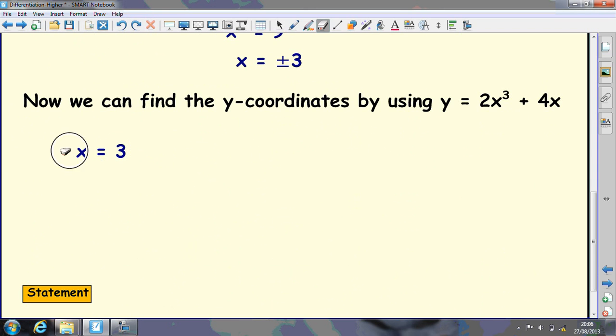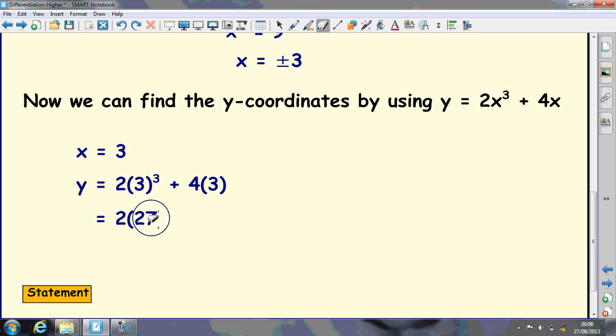So in the first case, we're going to substitute x equals 3. So y equals 2 times 3 cubed plus 4 times 3. Make sure you do the cube first and then times by 2. So that becomes 2 times 27 plus 12, which is 66. So that's your first point, (3, 66).